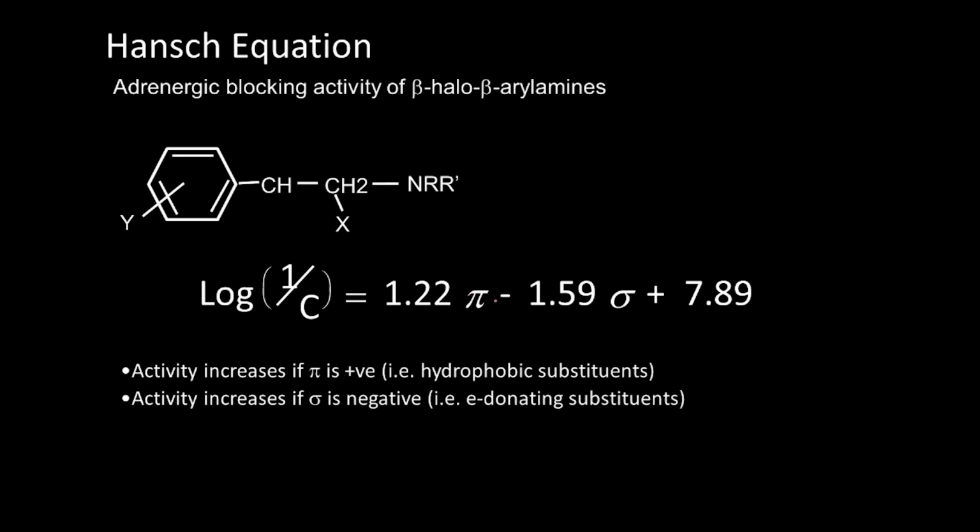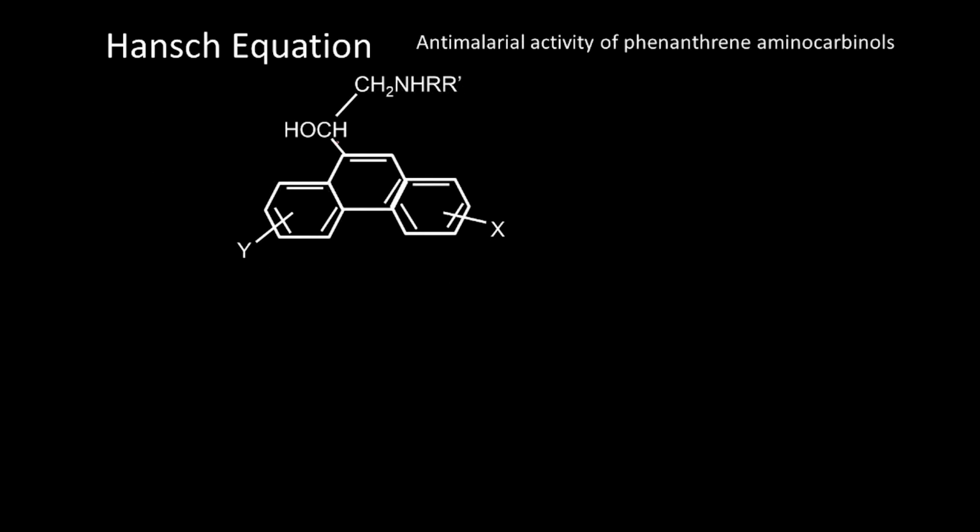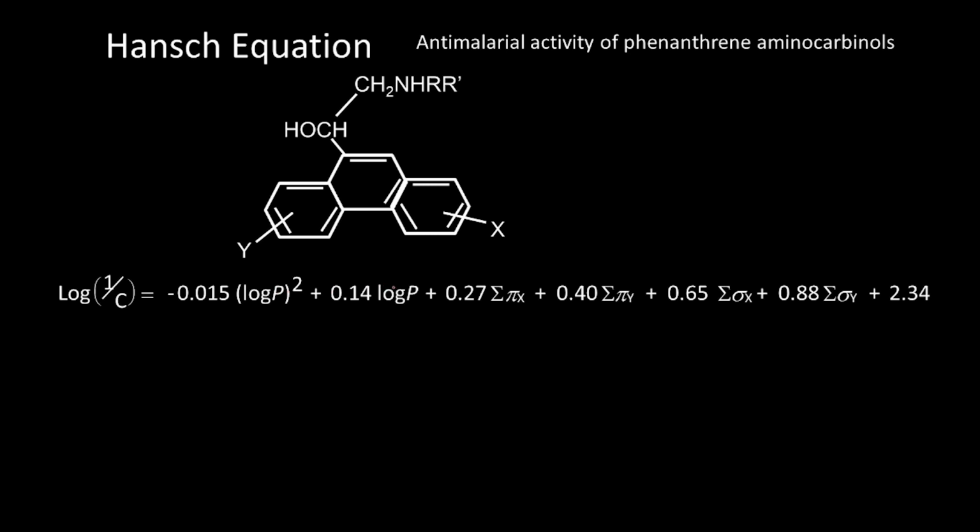So the log P related term comes here, the electronic comes here, but there is not much mention about steric information here. These are anti-malarial activity of phenanthrene aminocarbinols, okay? So we have 3 fused benzene rings, okay? We have the amino group here, that's why aminocarbinols, because we have the OH here. Look at them. We have the log P square, log P, okay? Then comes the hydrophobic part of it, and then we have the electronic part of it. Okay, we have 2 terms, one for sigma x and sigma y, similarly for pi x and pi y.